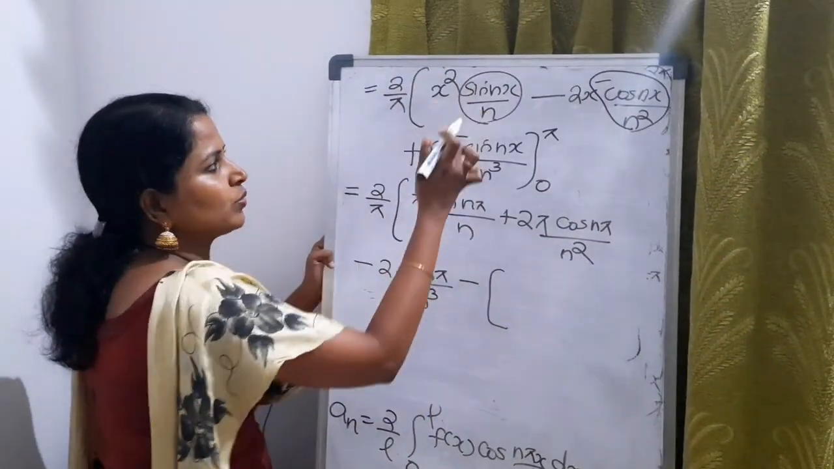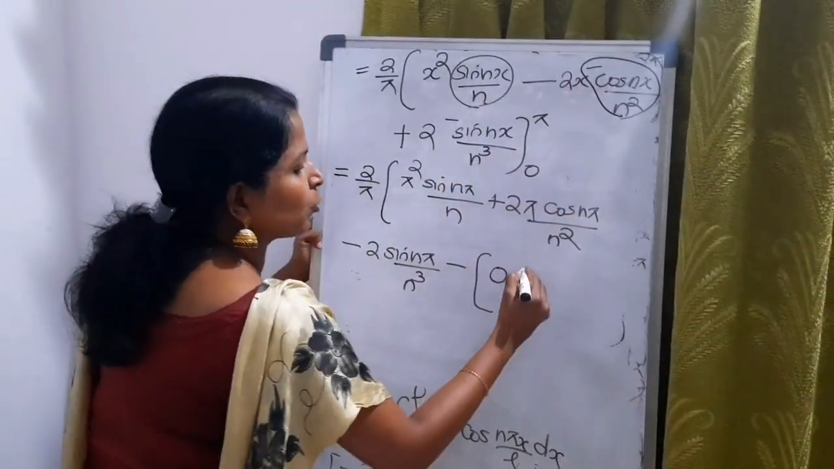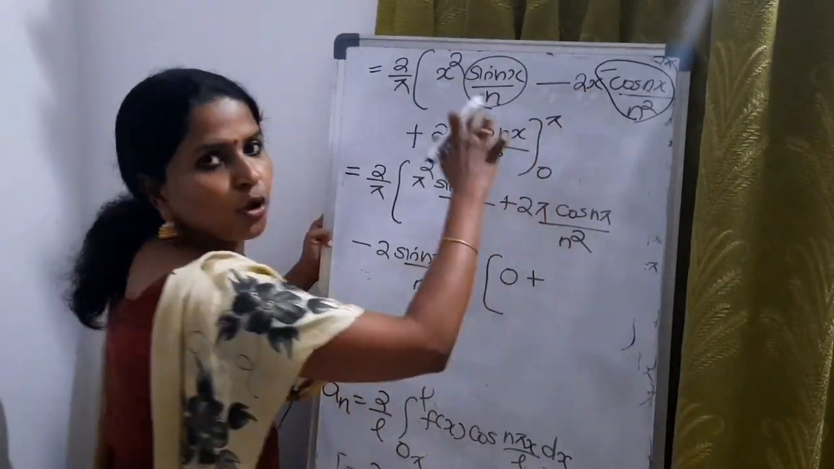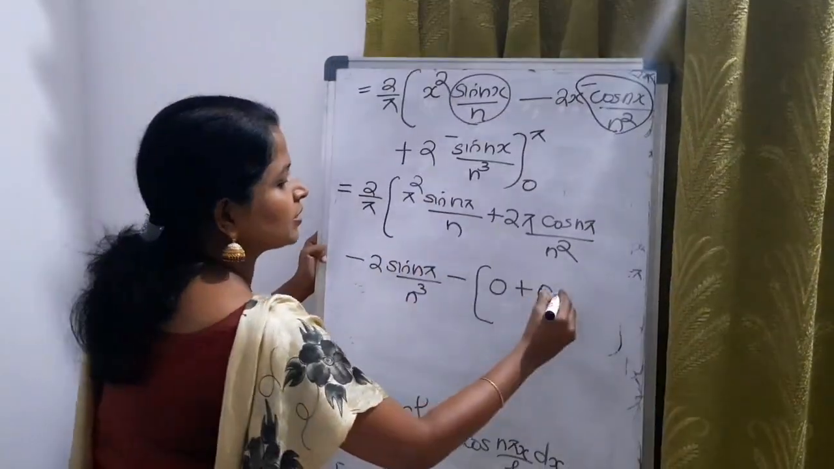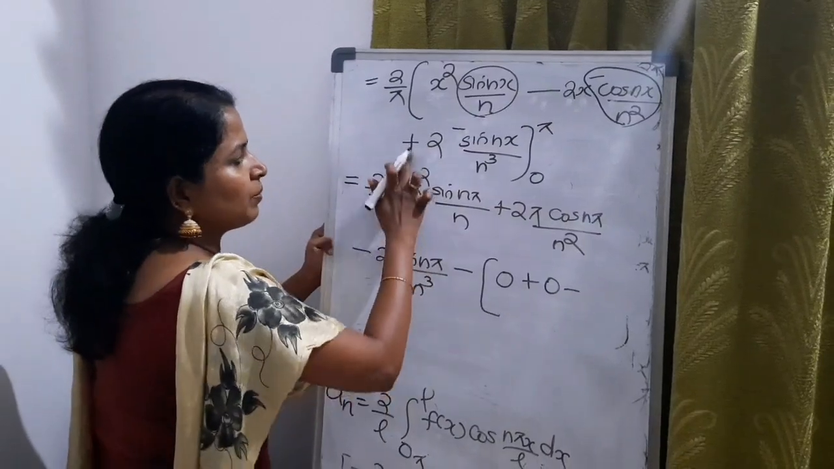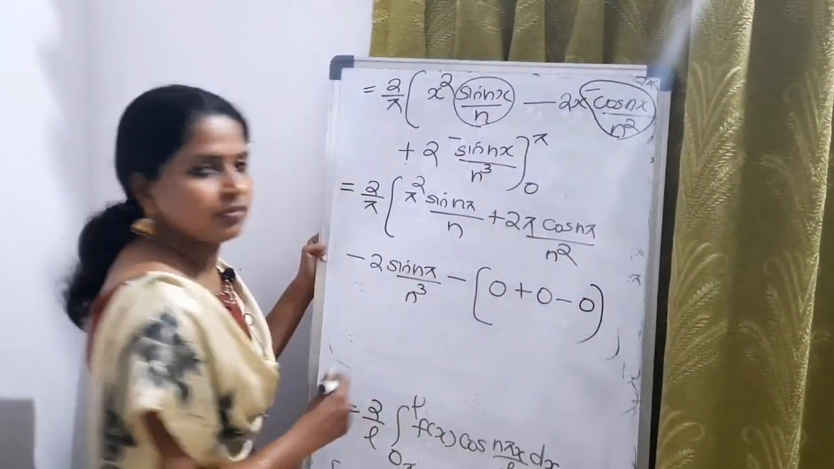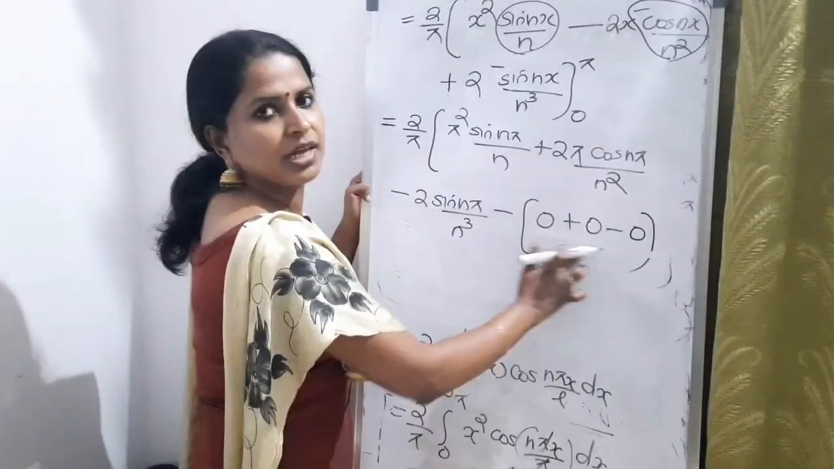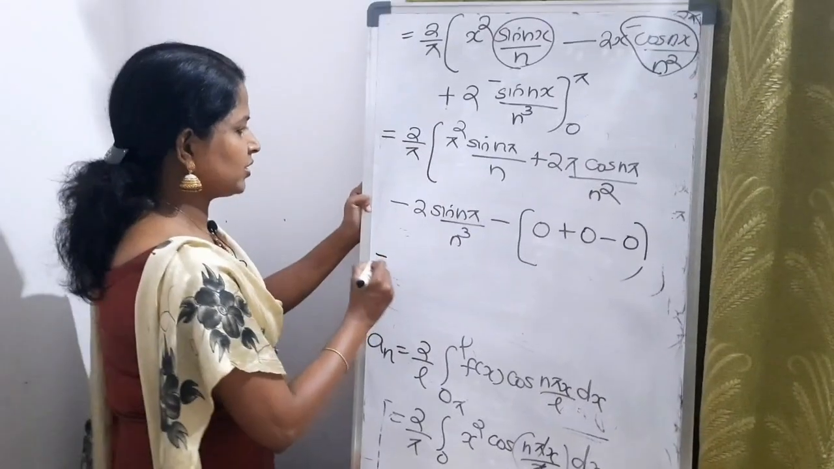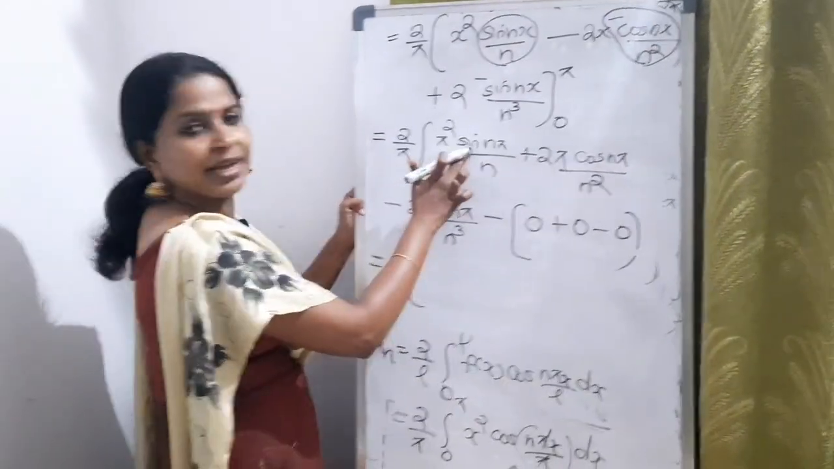0 square into sin 0, 0. Minus positive 2 into 0 into cos 0, 0. Plus, then minus 2 into sin 0, here 0. That is, here for the lower limit, all the terms are zeros. That is equal to 2 by pi into sin n pi.